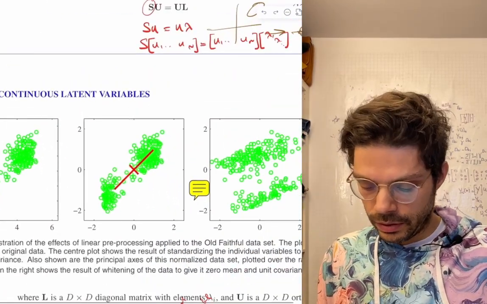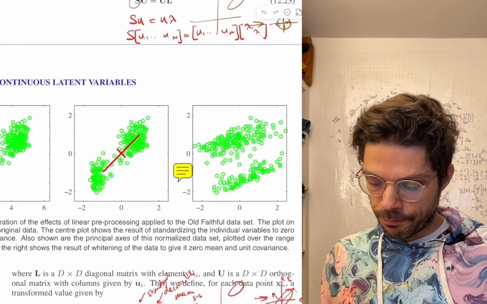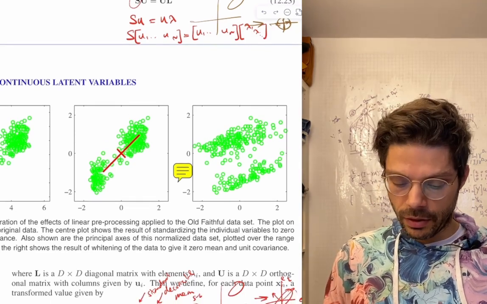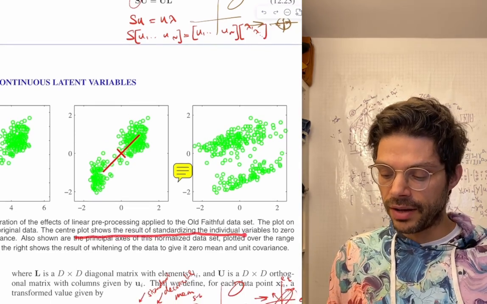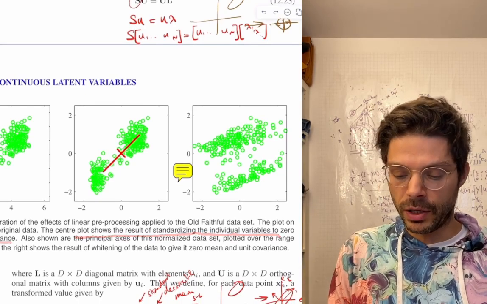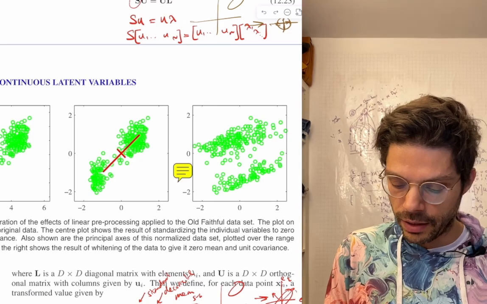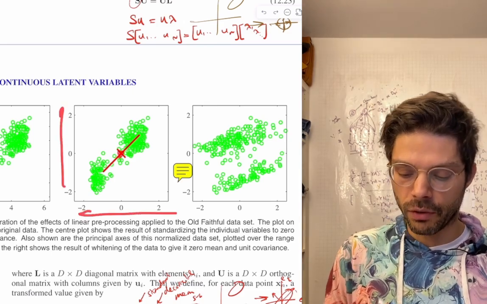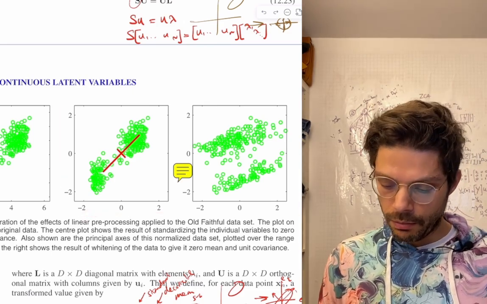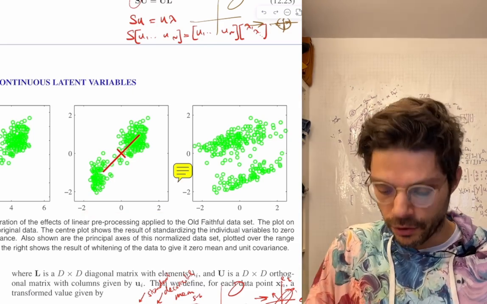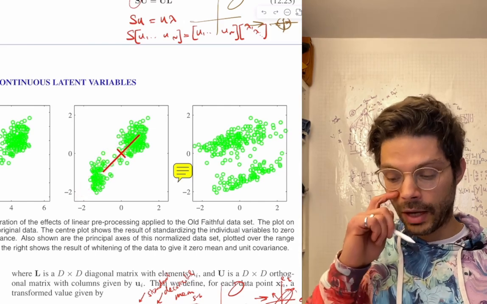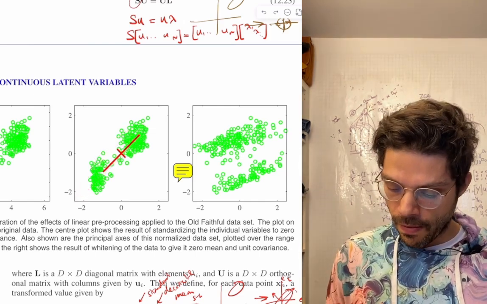So now you can see the original data. The center plot shows the result of standardizing the individual variables to zero mean and unit variance. So this is what you would get by just normal standardization, right? Minus 2 to 2, and now you're over here. But now we want to actually decorrelate. Notice there's still a big correlation. So now we actually want to decorrelate the data.